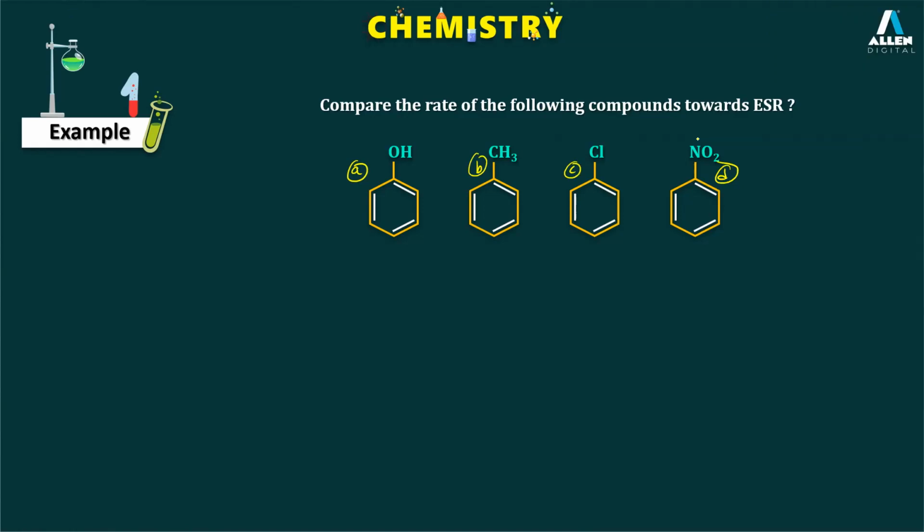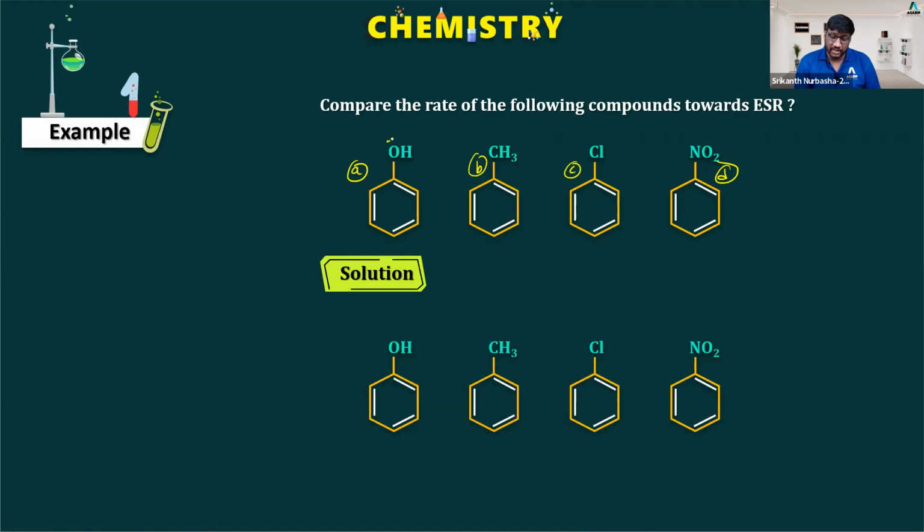ABCD. Only because OH is electron donating by mesomeric effect, CH3 is electron donating by hyperconjugation, fluorine is electron withdrawing by inductive effect, NO2 is electron withdrawing by mesomeric effect. So phenol, then toluene, then chlorobenzene, then nitrobenzene. That's the right order. Because the greater the electron donation, the greater the electron density at ortho and para, so the greater the electrophilic substitution reaction.